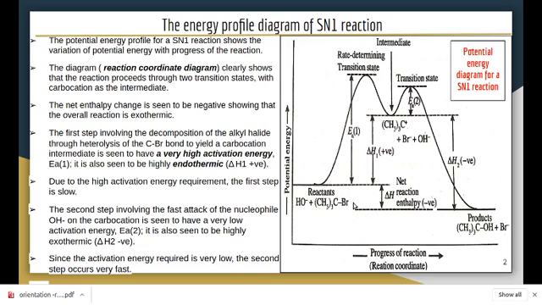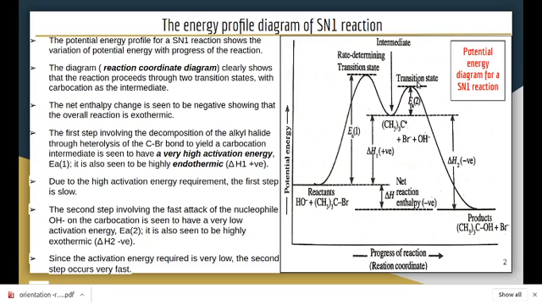So we will get a carbocation. So this is somewhat stable. That means tertiary butyl carbocation is more stable compared to secondary and primary. So this is somewhat stable, but still it is not stable as it is an intermediate. It is a charged species. So it will further react with the nucleophile. Nucleophile here is the OH minus ion.